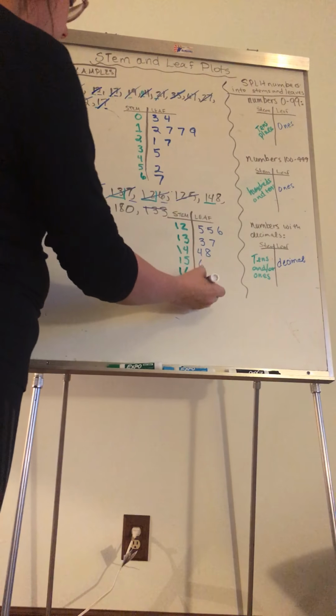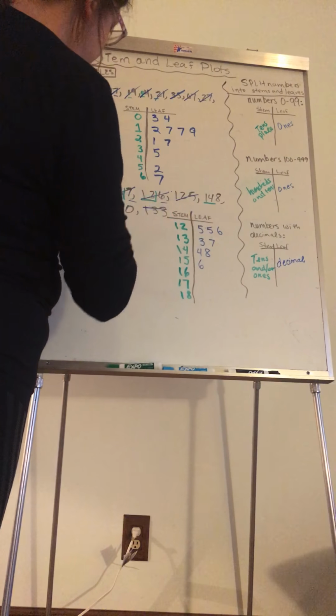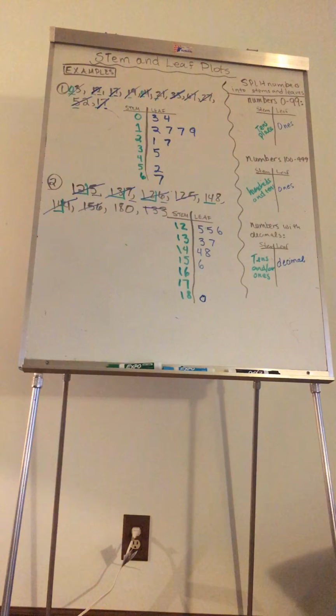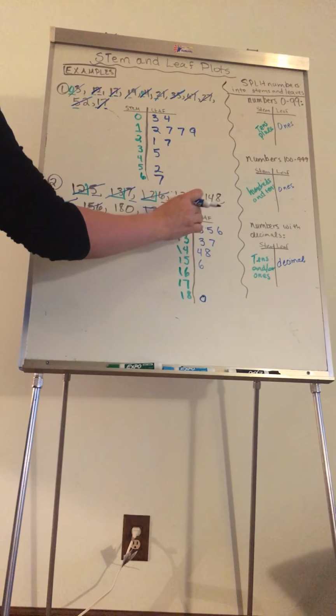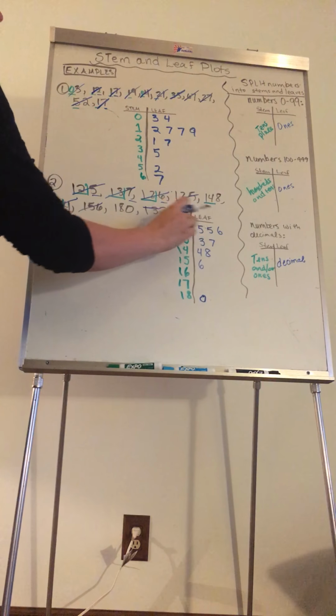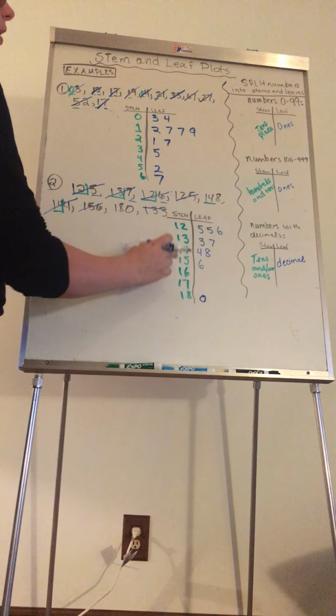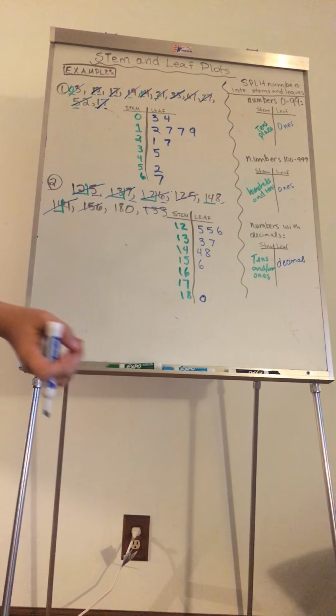60s, I don't have any. 70s, I don't have any. And 180s, I've got just 180. And that's my stem and leaf plot. And the way you read it is, this is my hundreds place, tens place, ones place. So 125, then 125, then 126, 133, then 137, 144, 148, etc. Okay?